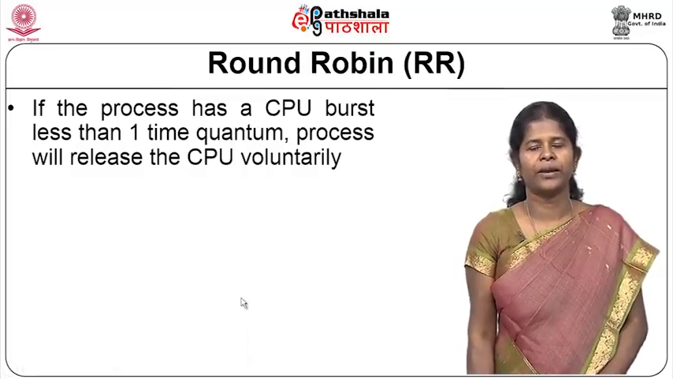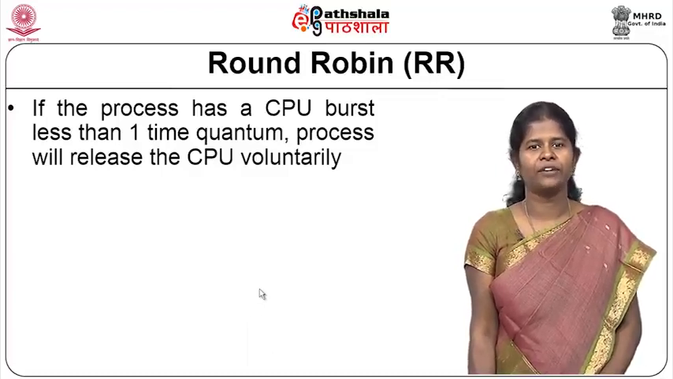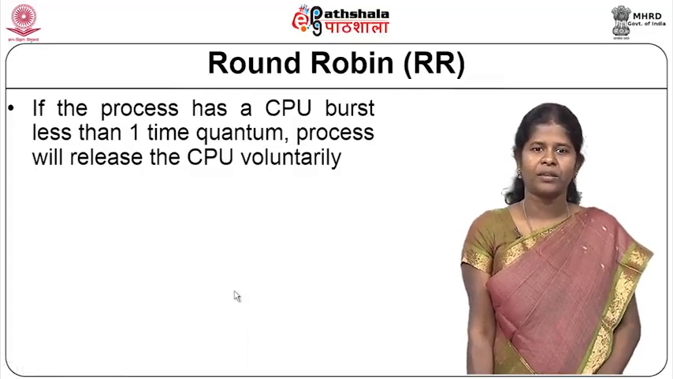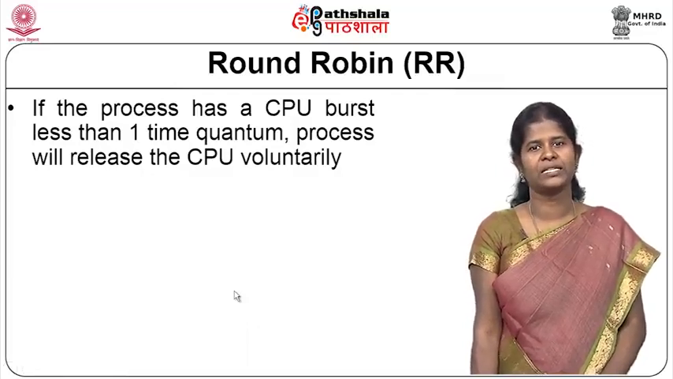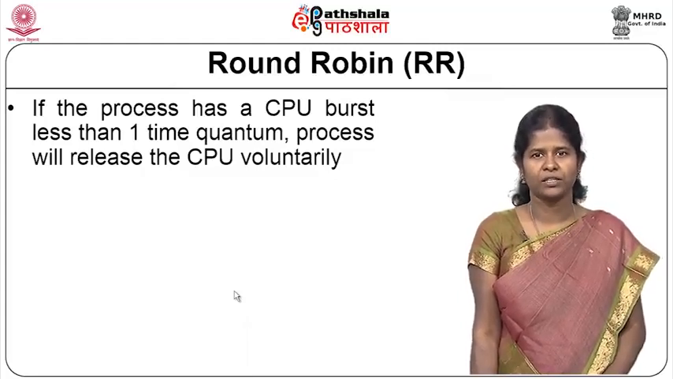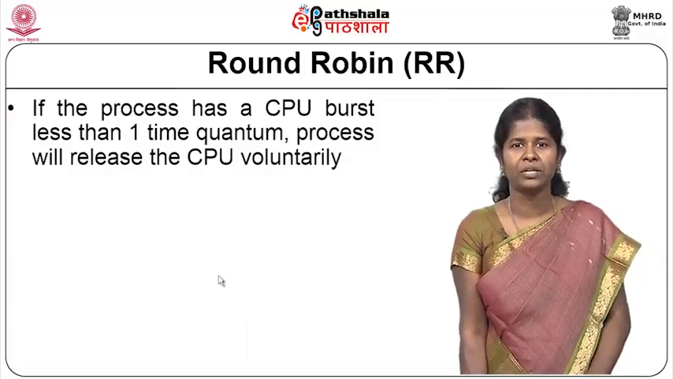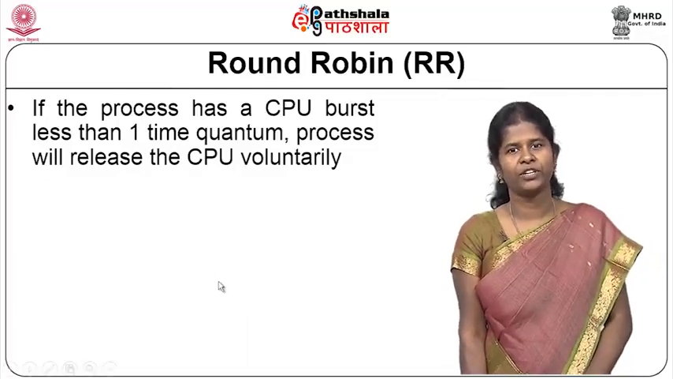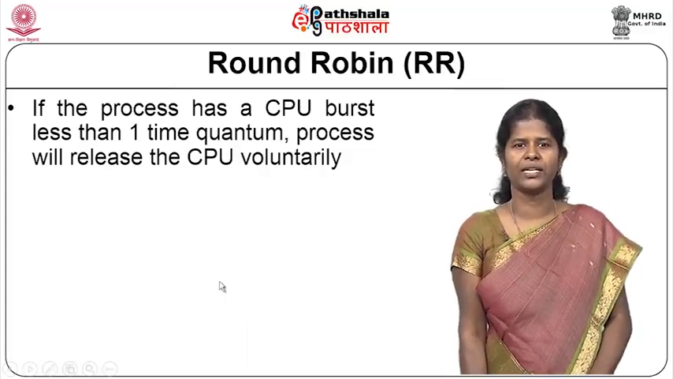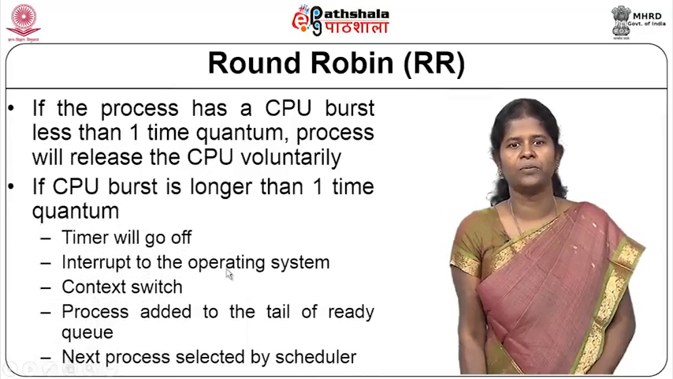And suppose a process is given a time quantum or a time slice, and if the CPU burst time is less than one time quantum, then the process will release the CPU voluntarily. Say the time quantum is 10 milliseconds, so each process is given 10 milliseconds, but the CPU burst time is only 5 milliseconds for a process. Then it will finish its job in 5 milliseconds and release the CPU, and immediately the CPU can be given to another process.